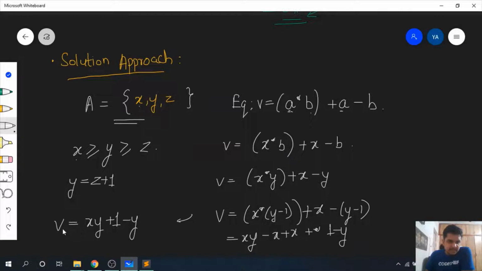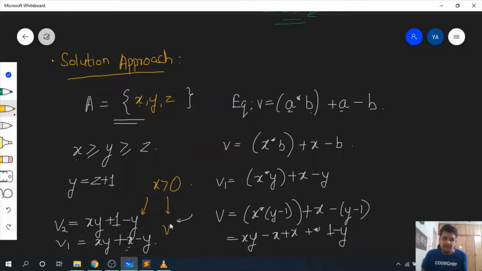Right. So let us name it v2 and this let us name it v1. And so v1 was xy plus x minus y. Right. So we can clearly see over here that if x is greater than 0, right, then v1 will always be greater than or equal to v2. Correct. So what we have learned from here, that if x is greater than 0, that is if the largest element is a positive one, then it is always good to take the top two magnitude elements.